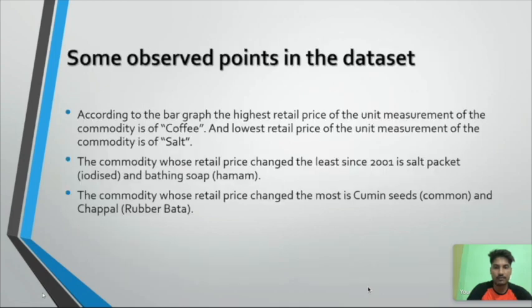As the bar graph shows, the highest retail price of the unit measurement of the commodity is of coffee. The lowest retail price of the unit measurement of the commodity is of salt.